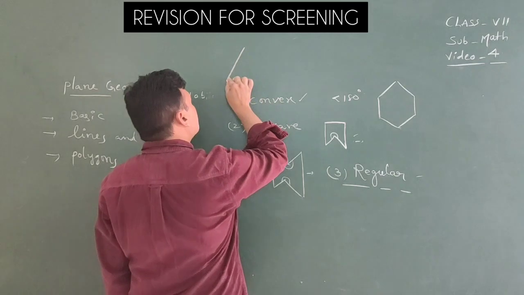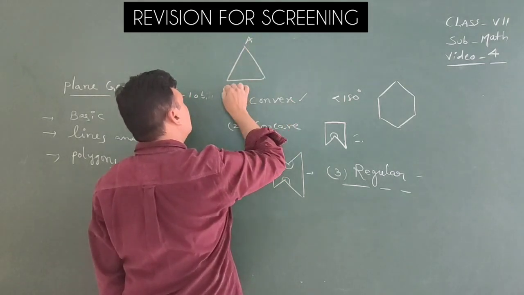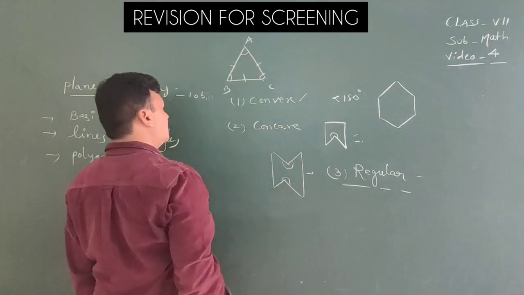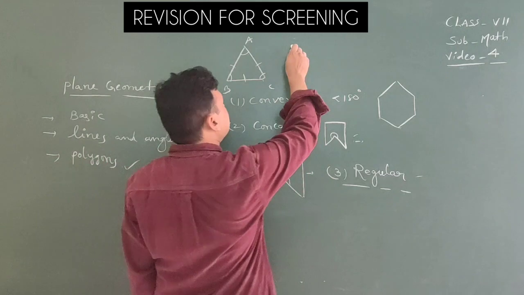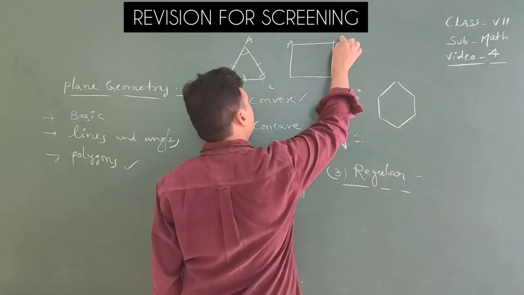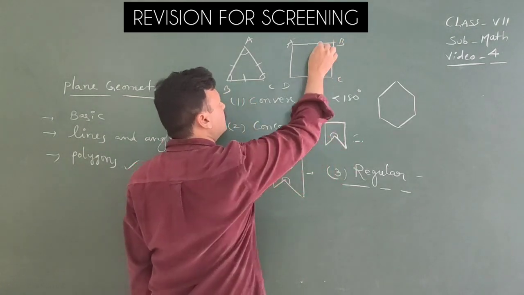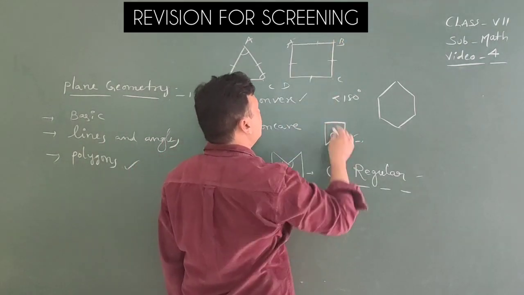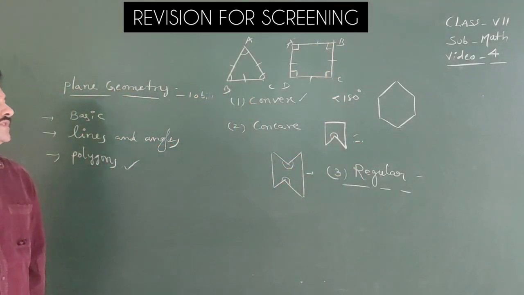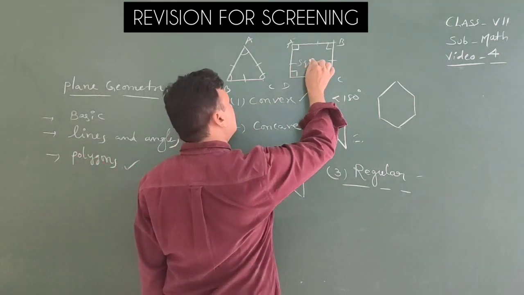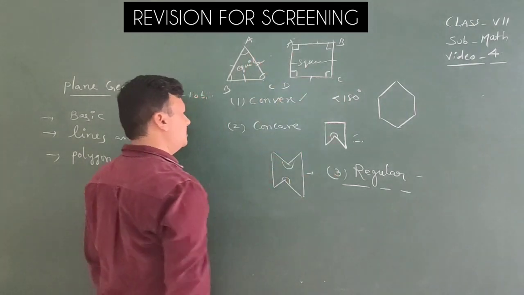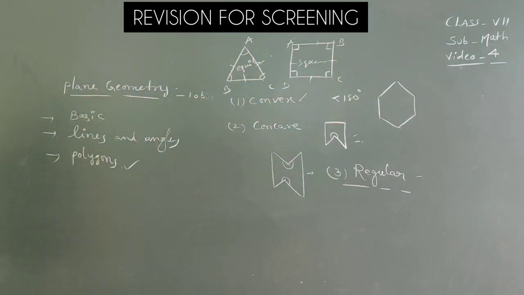In an equilateral triangle ABC, all sides are equal and each angle measures 60 degrees. Next, a square, a four-sided regular polygon. Here AB equals BC equals CD equals AD, and each angle measures 90 degrees. A square is an example of a regular polygon. An equilateral triangle is a regular polygon of three sides. A regular polygon of four sides is a square.